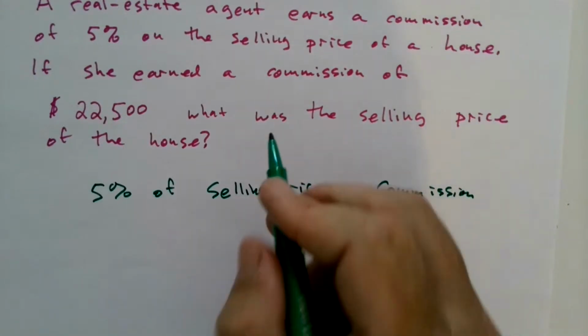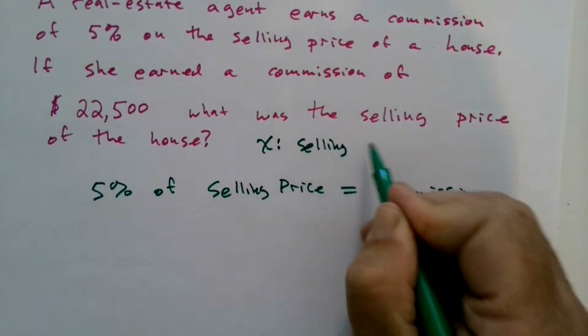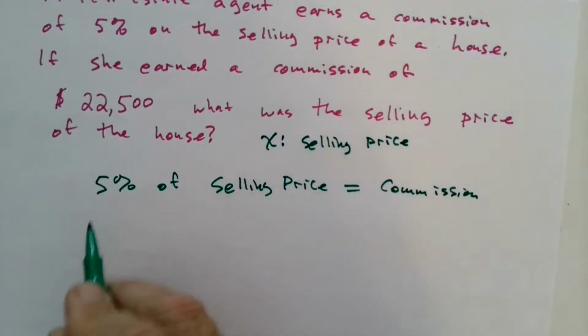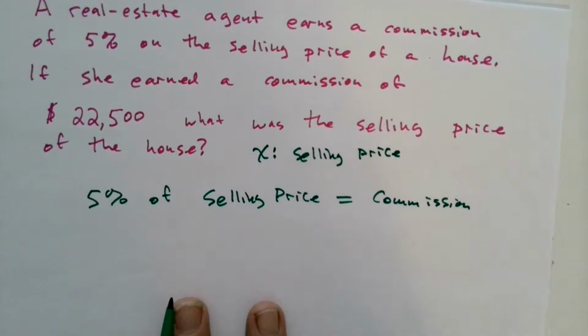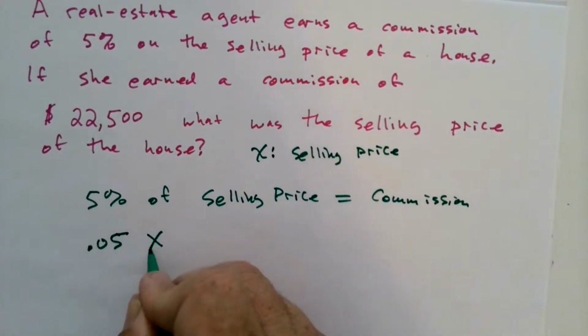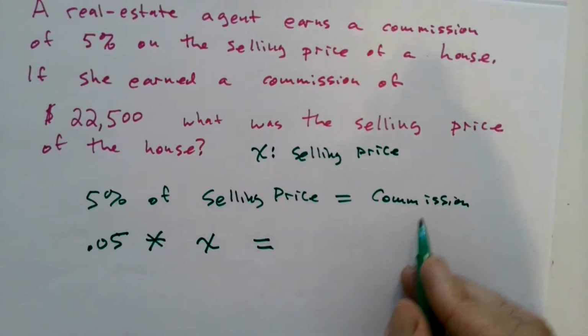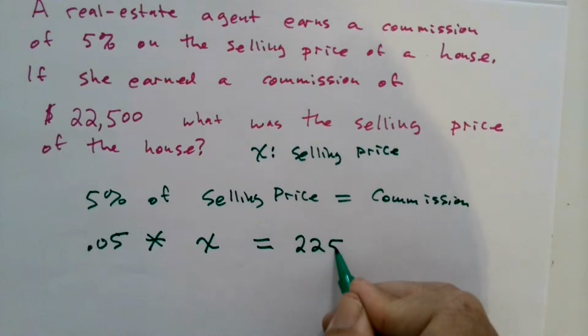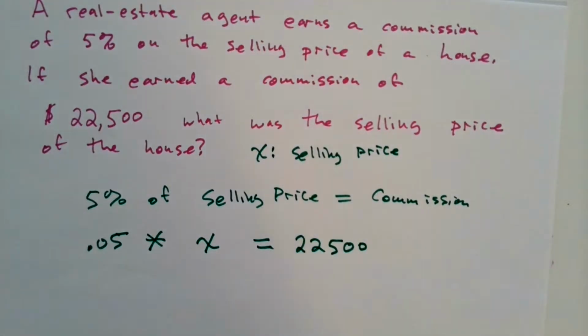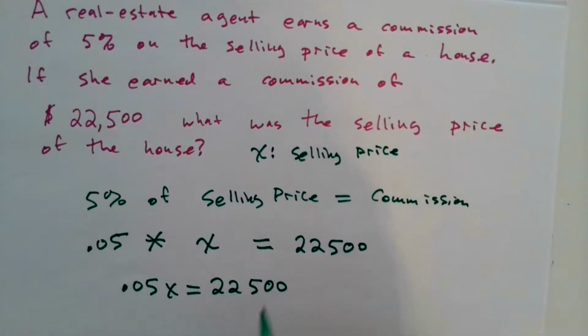So I think I'm going to let x be the selling price. That's what I'm looking for here. So 5% as a decimal, I'm going to use 0.05 there, times selling price x equals the commission, 22,500. So 0.05x equals 22,500. So let's divide both sides by 0.05.